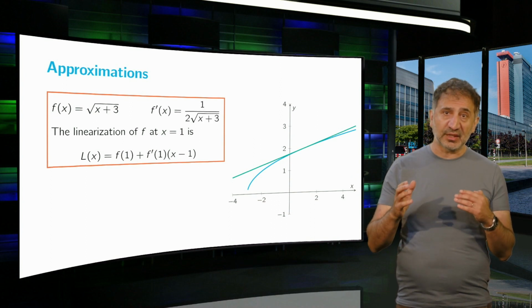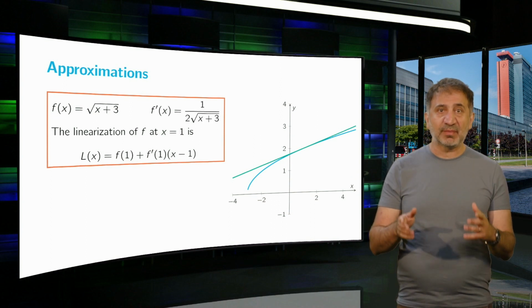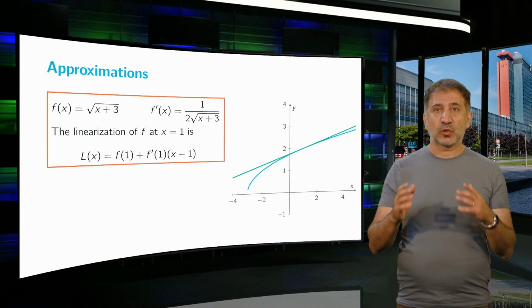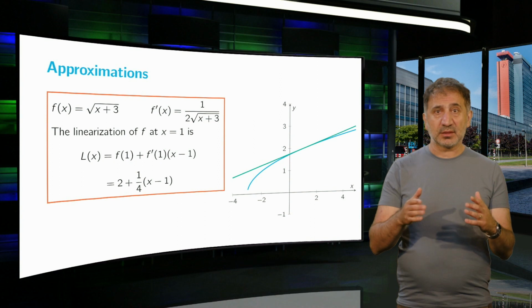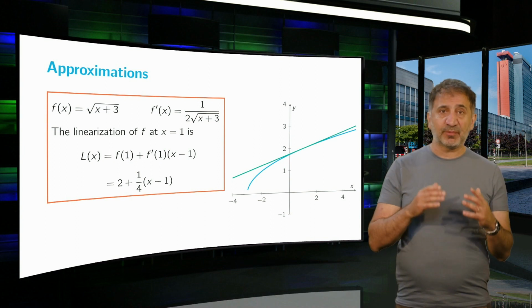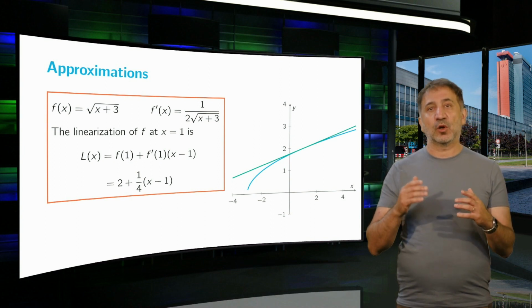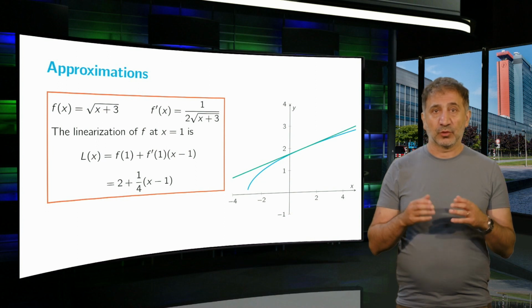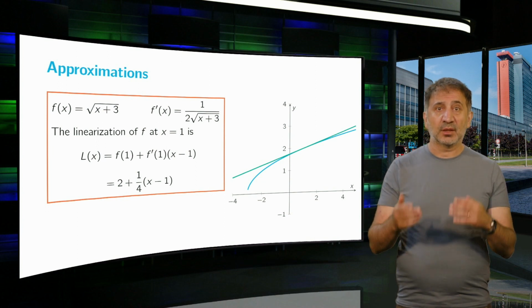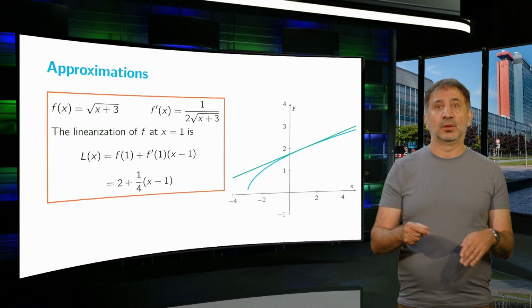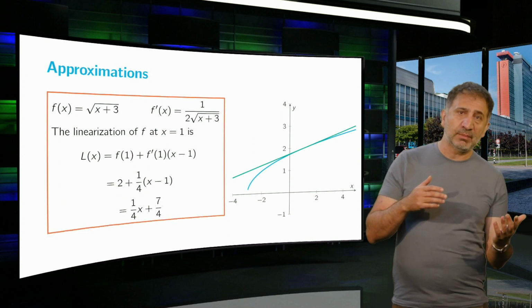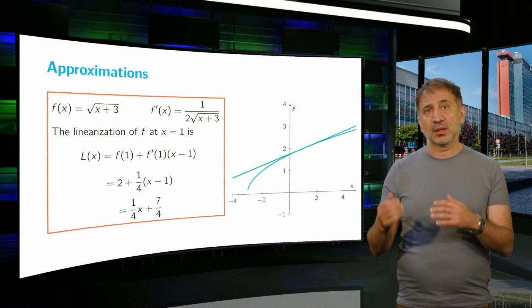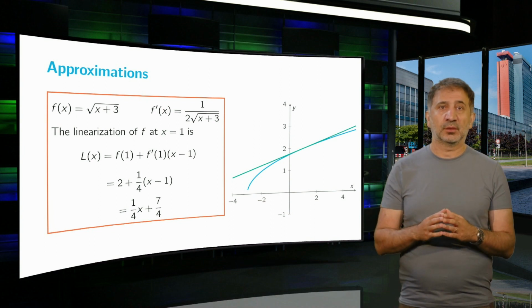Now, the derivative of f of x is given by 1 over 2 times the square root of x plus 3. Evaluating this at the point x is 1 gives f prime of 1 is 1 over 4. Thus the formula for the linearization is given by 2 plus 1 over 4 times x minus 1, which can be simplified to 1 over 4 times x plus 7 over 4.